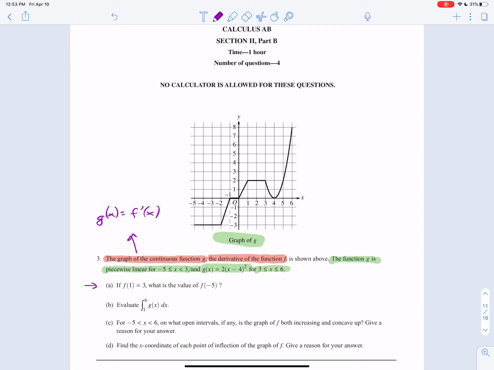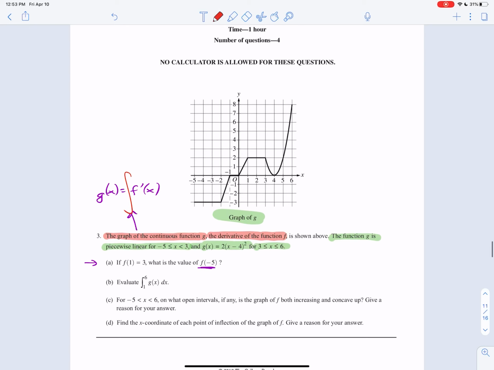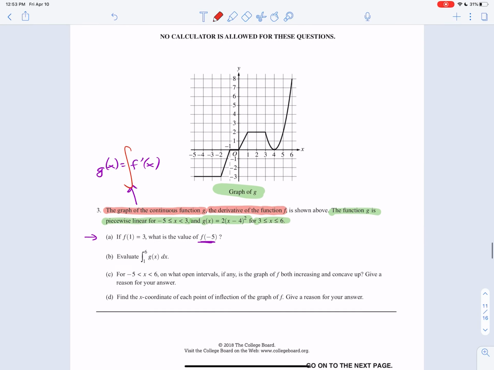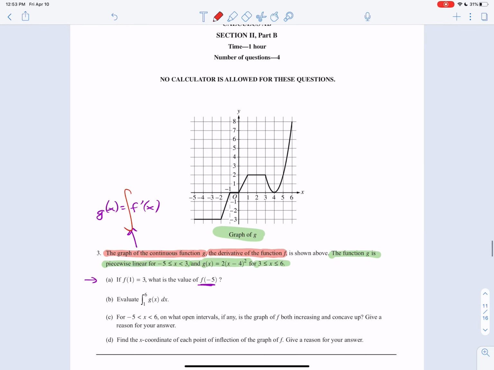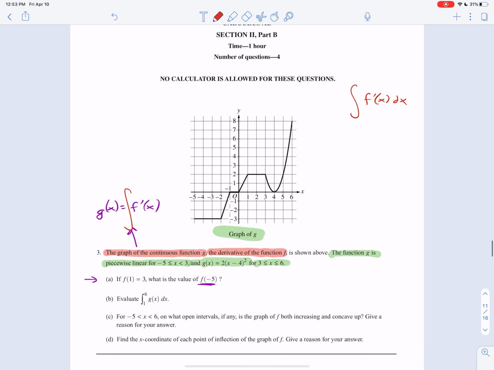If we want to go to just f from f prime, we're going to have to integrate this, okay? So I want to go ahead and integrate f prime of x. But remember, f prime of x is the same thing as g of x. So I'll write it out step by step for you guys. I'm going to integrate f prime of x dx, but f prime of x is g of x, so that's the same thing.